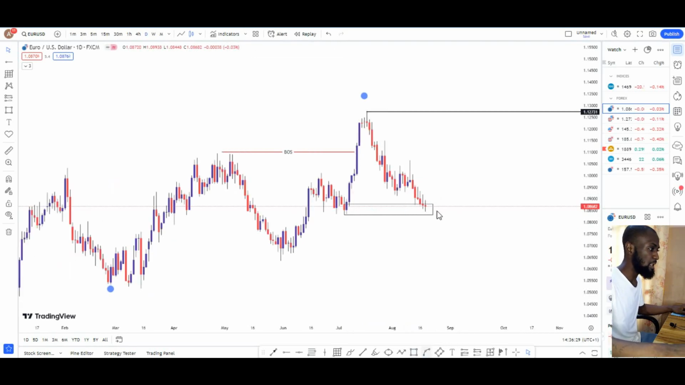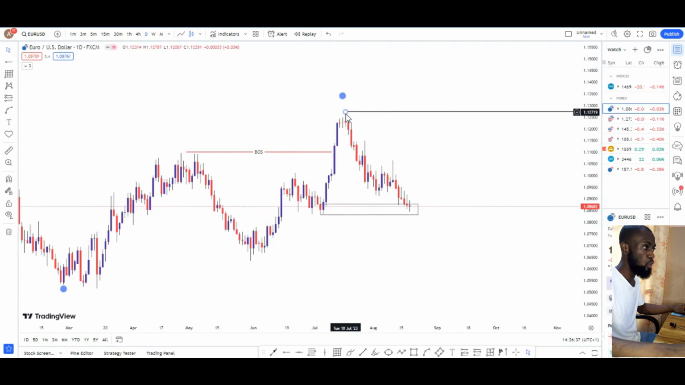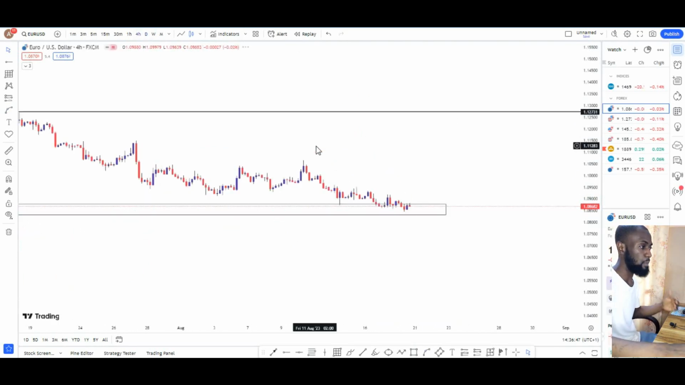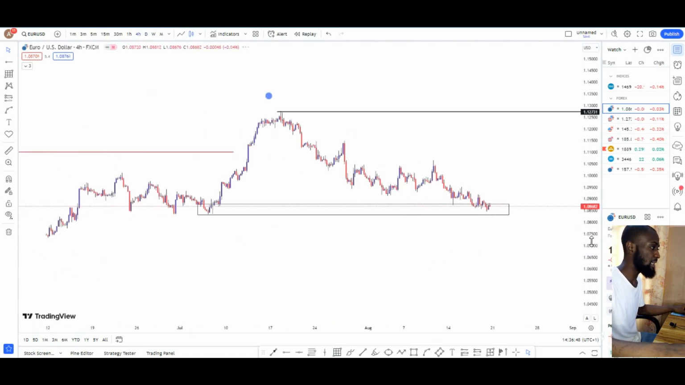So what are we expecting now? From next week we start expecting the market to start pushing up to the upside, so that it continues with the impulsive movement we have. But let's look at a much lower time frame. Let's see what we have on the smaller time frame.